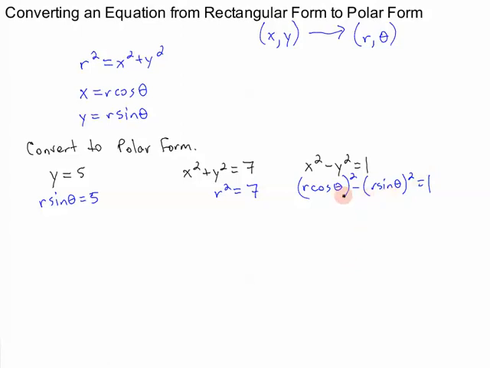Now realistically, you could stop right here because you have r's and thetas and that's what we're looking for, but you could go further. For example, if you square the first one, you get r squared cosine squared theta minus r squared sine squared theta equals 1. And if you wanted to, you could factor out the r squared, and you'd have cosine squared theta minus sine squared theta equals 1. And you could use some trig identities, all kinds of things, but the point is any of these would be acceptable when you're converting to polar form.